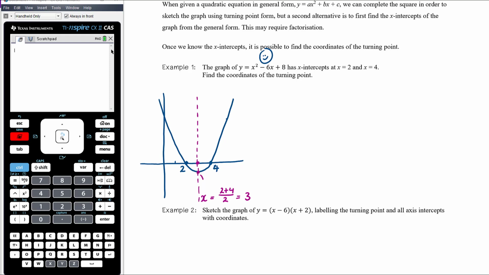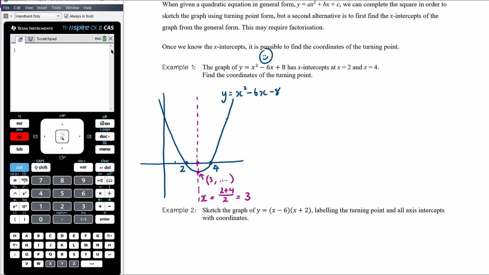So now what we know is that that point has coordinates of 3, something. Okay, so the next thing is to think about how we are going to work out the y-coordinate of the turning point. So let's think about what this graph is. This is the graph of y equals x squared minus 6x plus 8. Remember, the graph is every single pair of numbers, x values and y values, that fit this relationship.